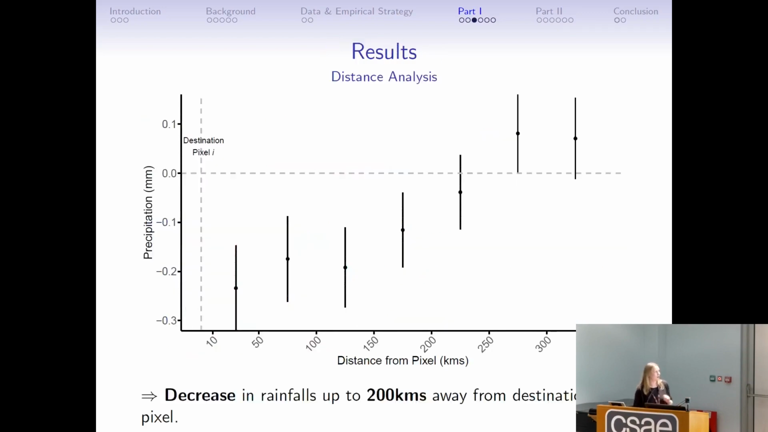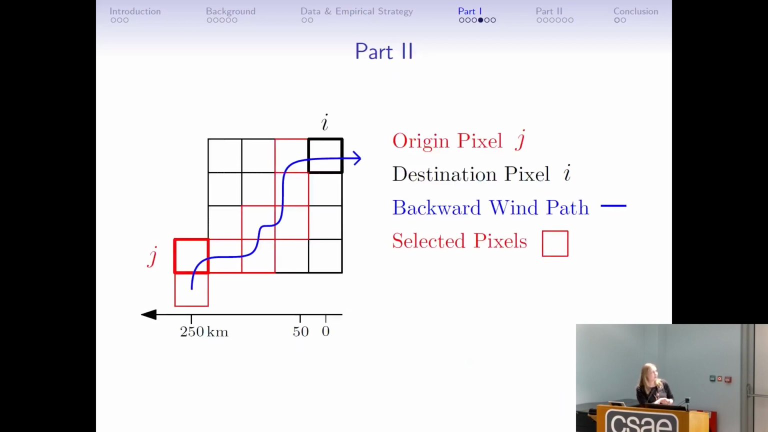So this is the first result of our analysis. You have the distance from the pixel in kilometers on the x-axis and the precipitation on the y-axis. What we see is that there is a decrease of precipitation close to the deforested pixel, and then it fades away approximately around 200 to 250 kilometers away from the deforested pixel. In the second part of the analysis, we are going to deal with the endogeneity issues close by to our deforested pixel.